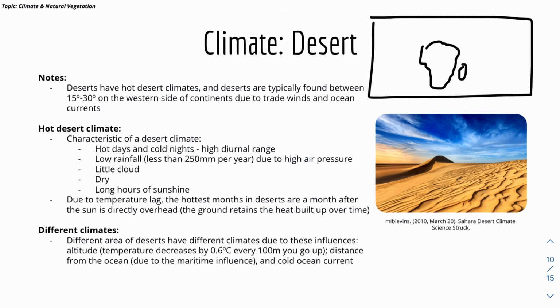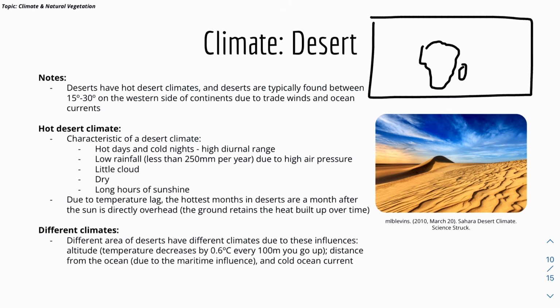So here are characteristics of hot desert climate. They have hot days and cold nights. So there's a high temperature range between hot during the day and cold during the night, right? And this is called a high diurnal range. There's low rainfall due to high pressure. So this forms little clouds, and this means that the desert doesn't really rain, so it has a dry climate. And it has long days, so there's long hours of sunshine.